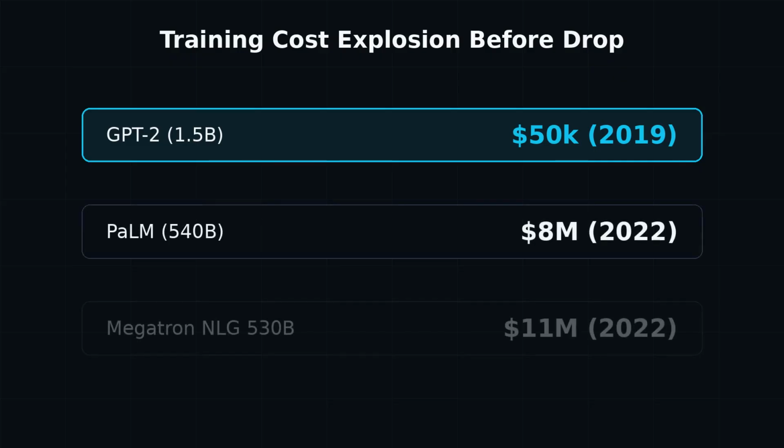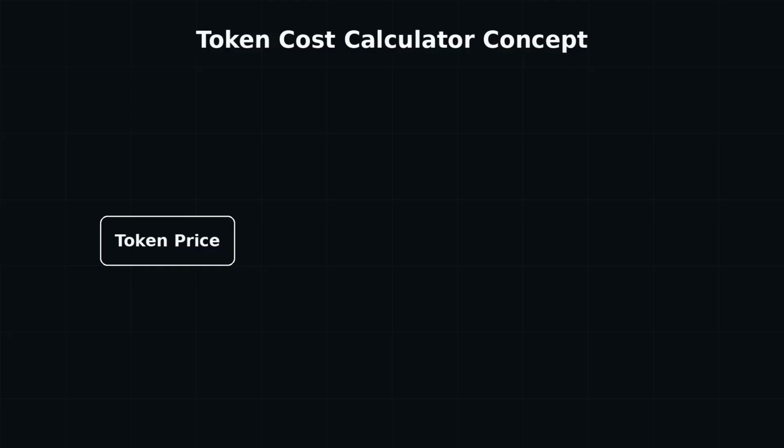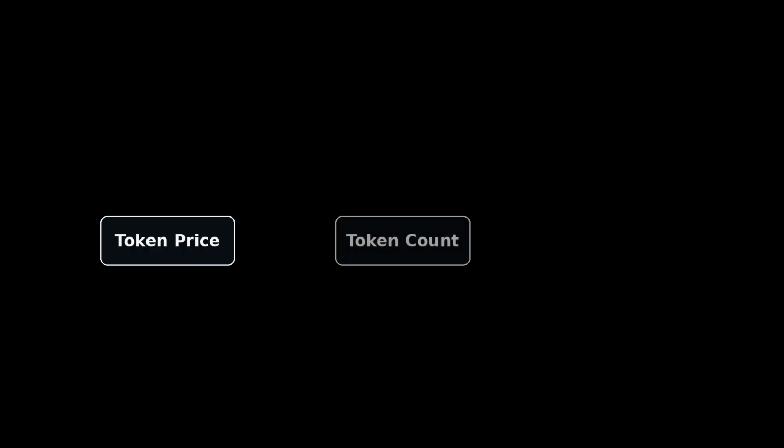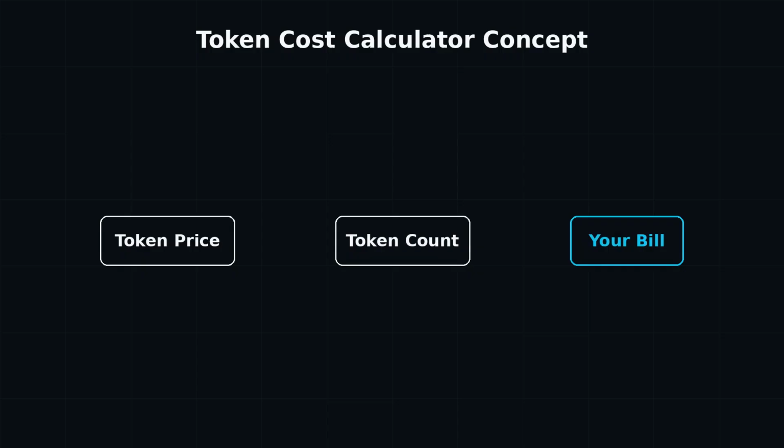First, let's pin down the per token price history. Back in 2019, training GPT-2, 1.5 billion parameters, cost about $50,000. By 2022, Google's PaLM 540B cost $8 million, and Megatron-Turing NLG 530B around $11 million. Those enormous training budgets translated into steep API token pricing, often tens of dollars per million.